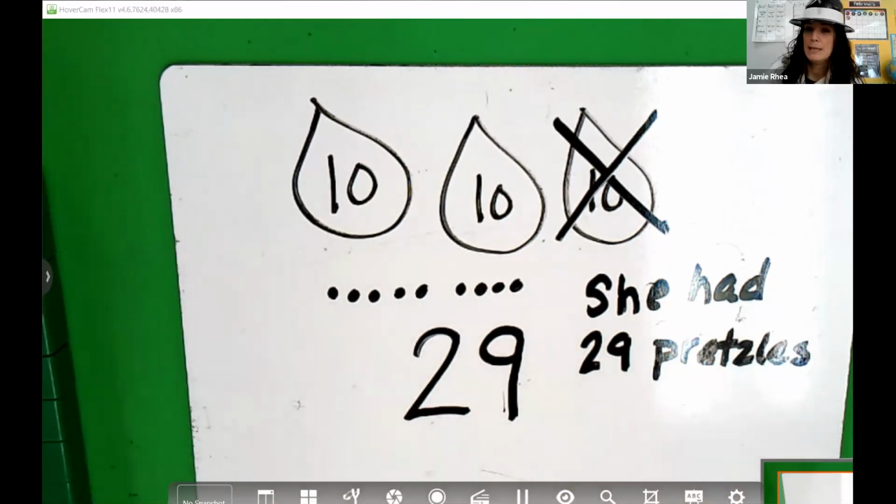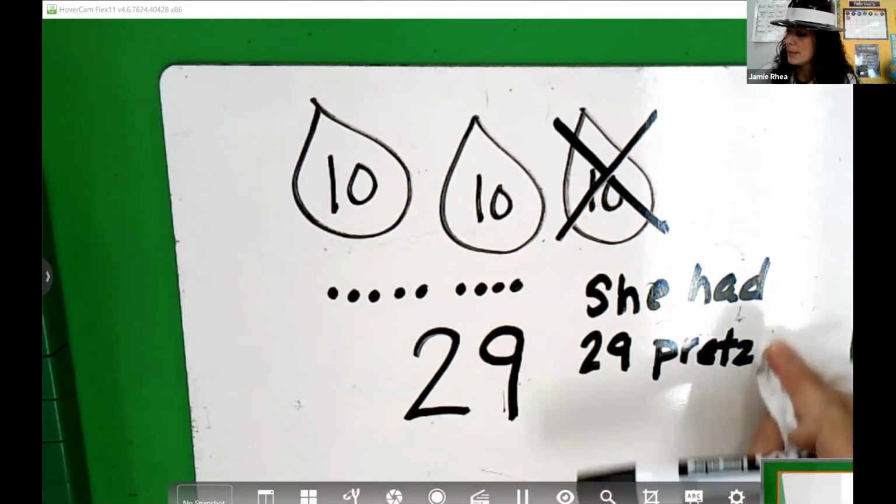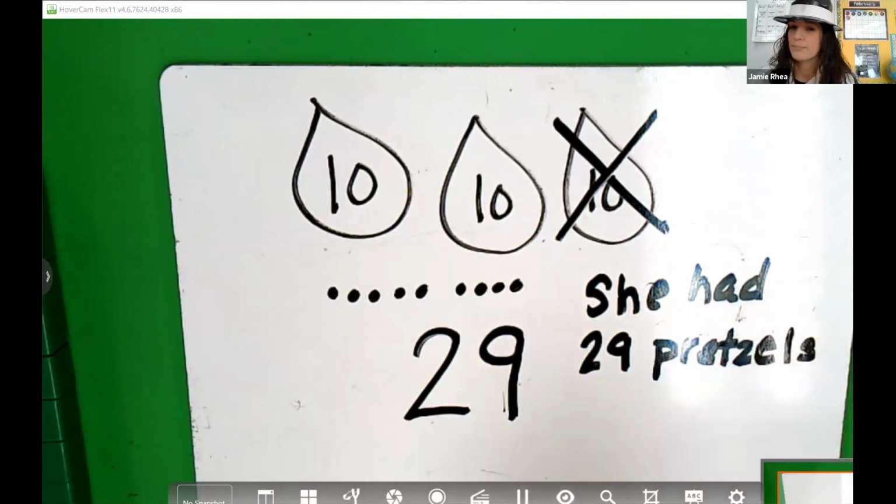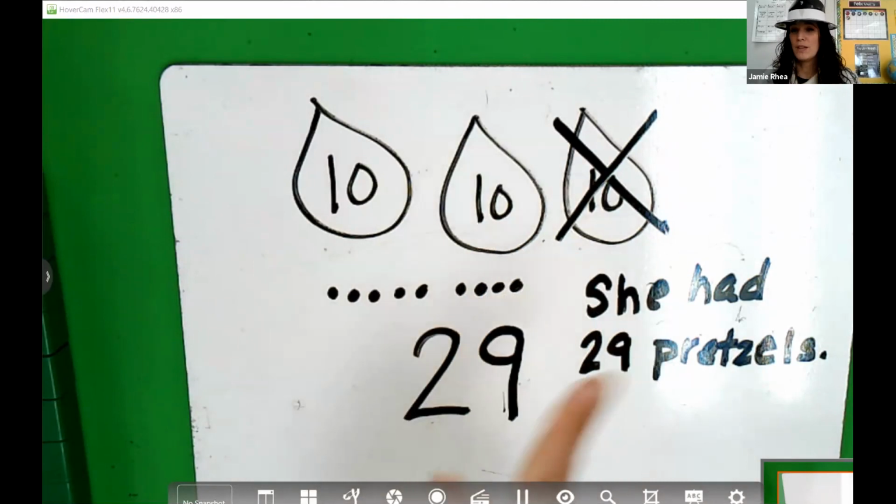It should be E-L, not L-E. My bad. Pretzels. Period. All right, so did we solve our question? How many pretzels does she have now? Yes, yes, we did. Now, did we draw it out to show our thinking?